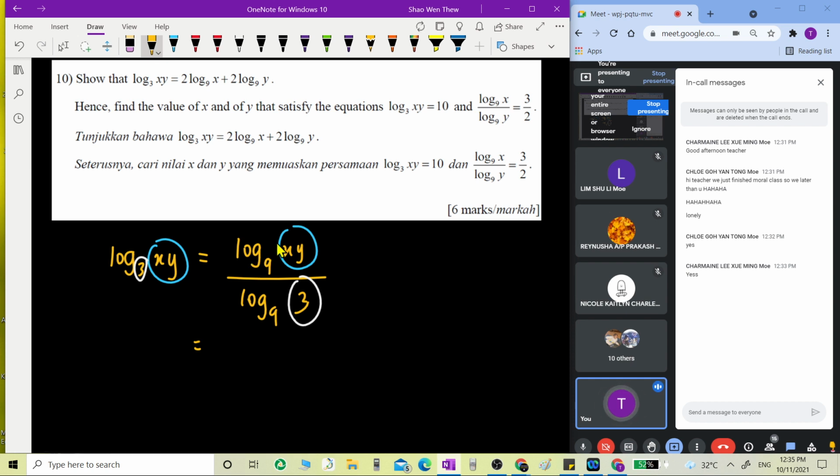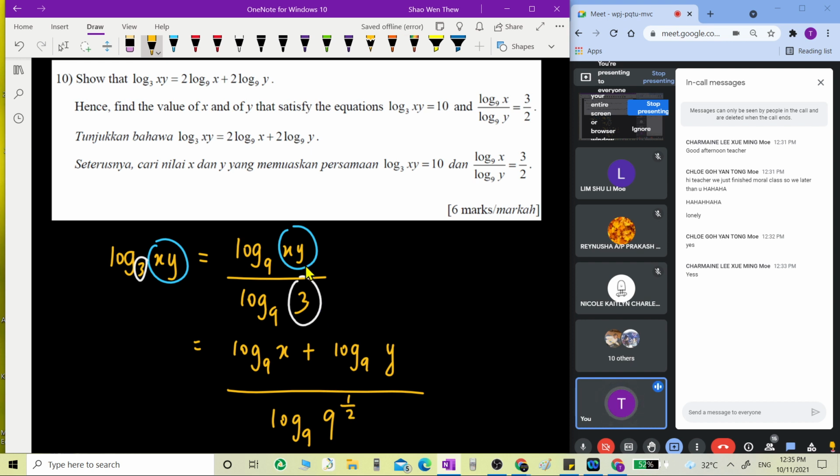So common sense, we need to separate this one, right? Because here we have two terms, here we only have one term. So you need to separate this one into two parts: log 9x plus log 9y, because this one is multiply, so you can separate into this one plus this one, over log 9 of 3. You can write 3 as 9 to the power of 1 over 2. You need to know this thing. Not 3 squared, but 9 power 1 over 2.